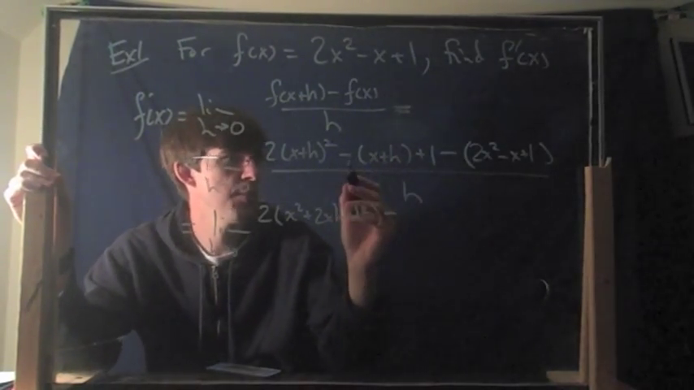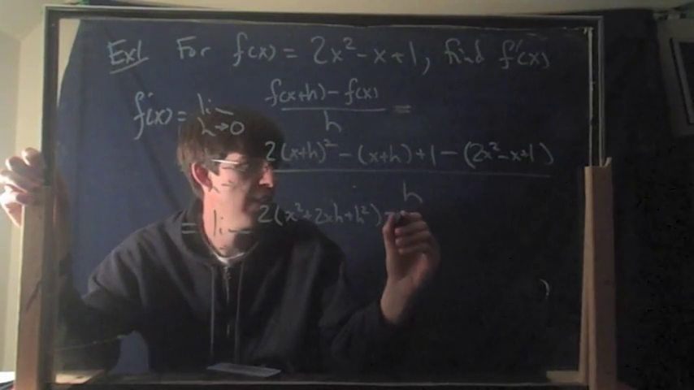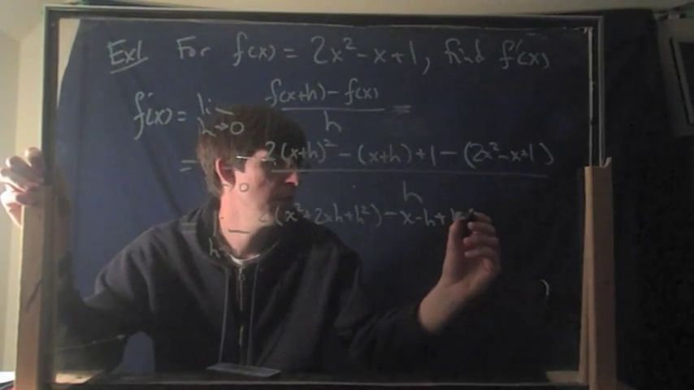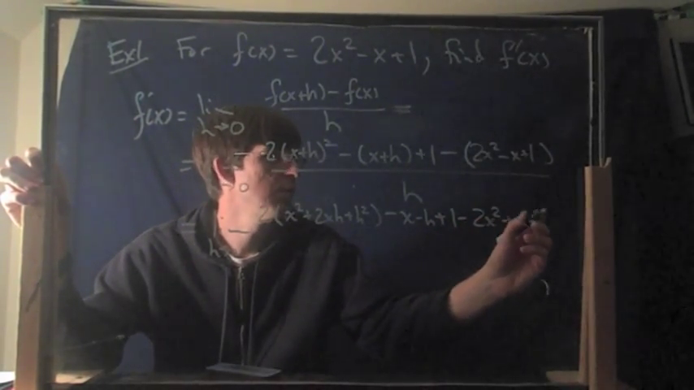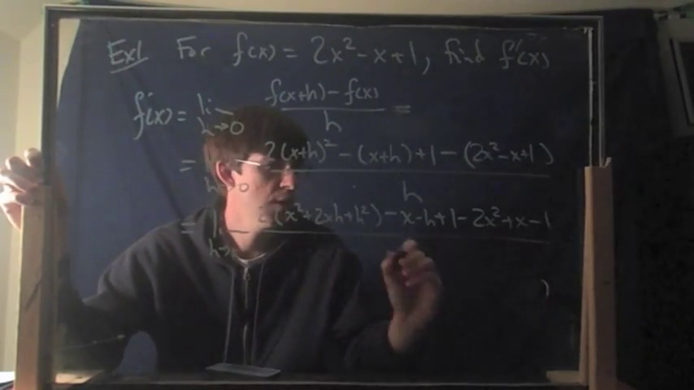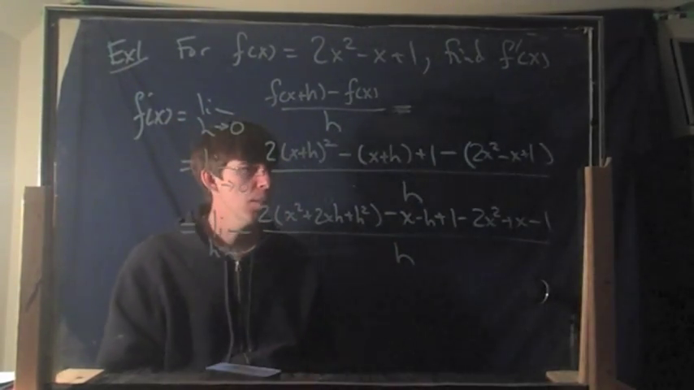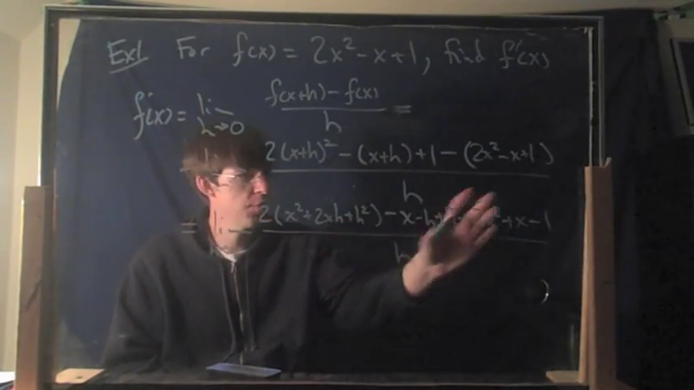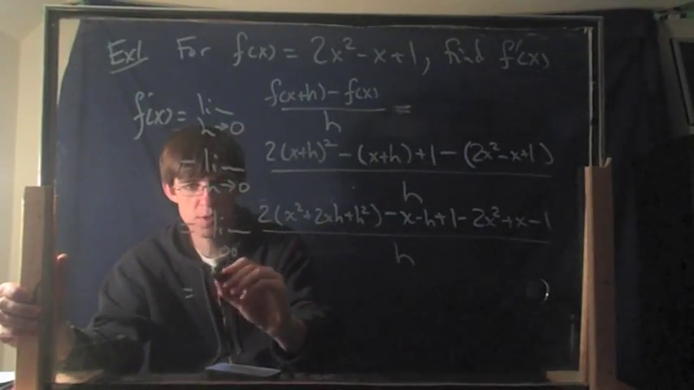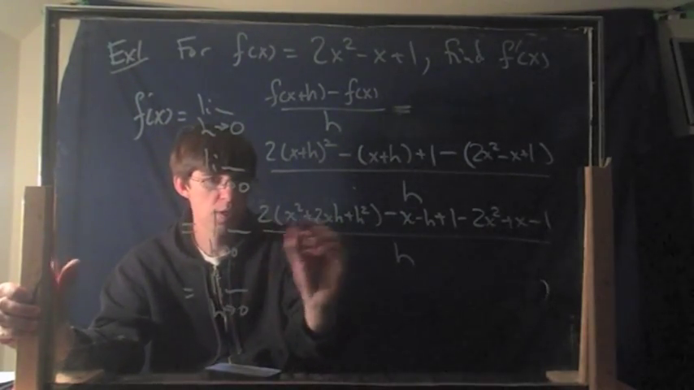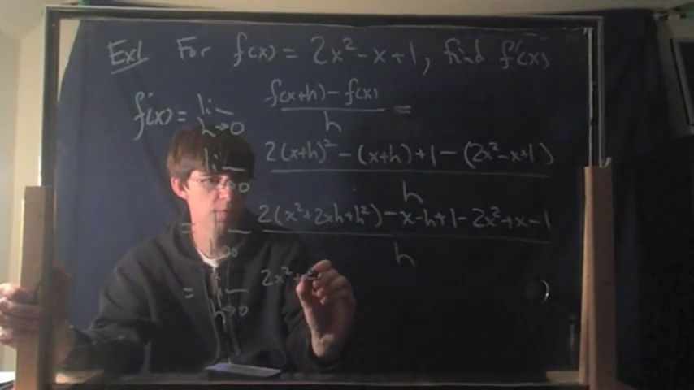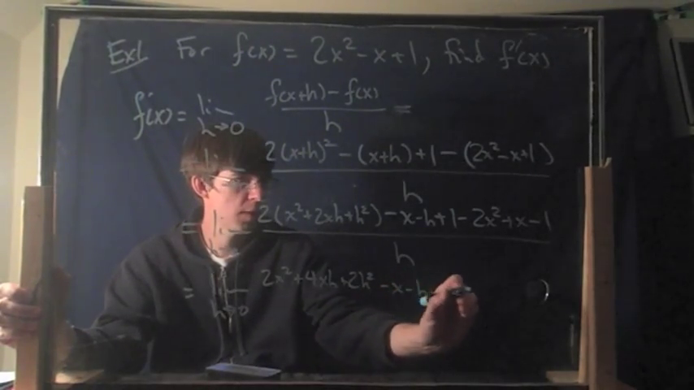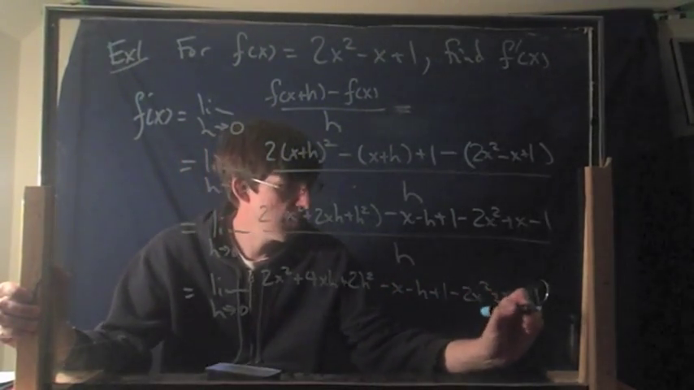Now minus, here I'm going to distribute the minus sign. Minus x minus h plus 1. And then here I'm going to distribute the minus sign. Minus 2x squared plus x minus 1. All of this over h. One more thing you can do upstairs is to distribute the 2 before you start trying to cross everything out. So let's do that. h goes to 0. Distribute the 2: 2x squared plus 4xh plus 2h squared minus x minus h plus 1 minus 2x squared plus x minus 1.